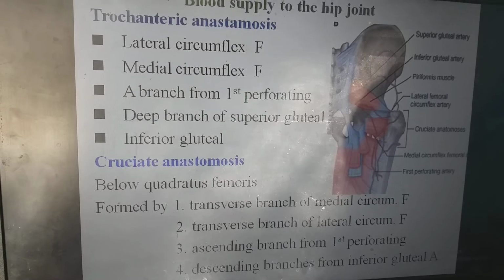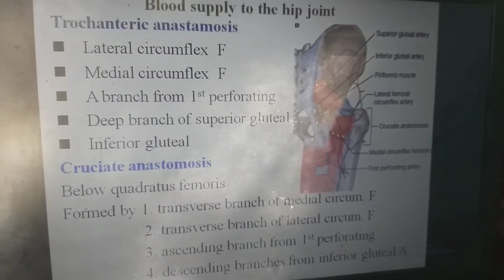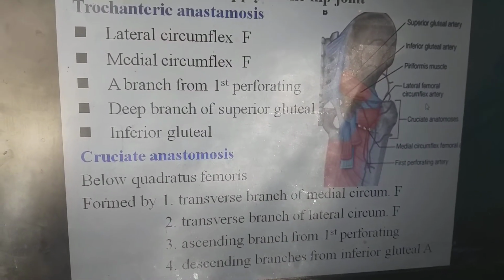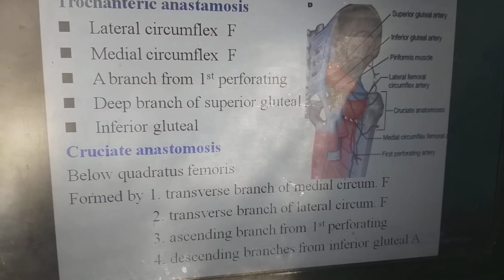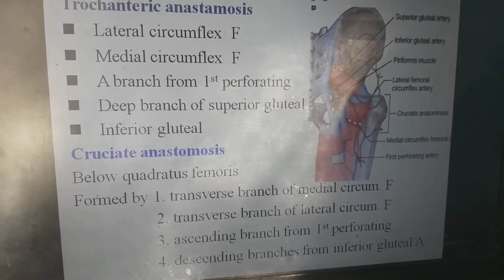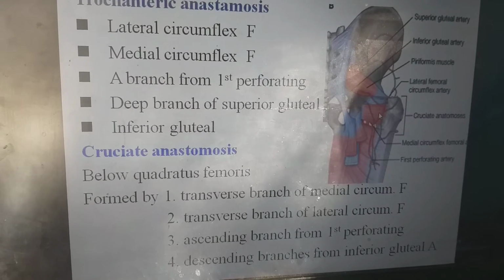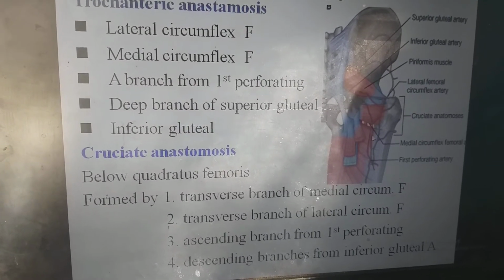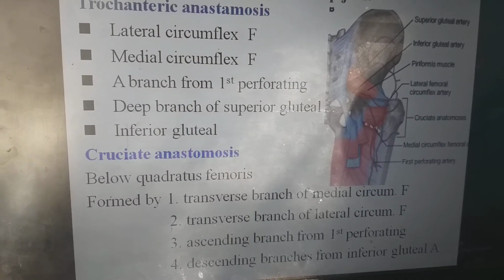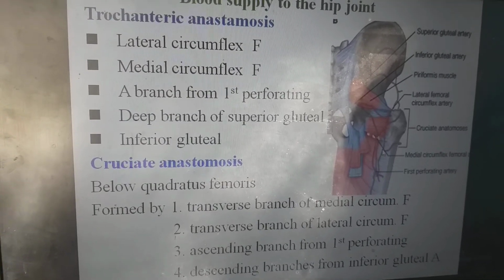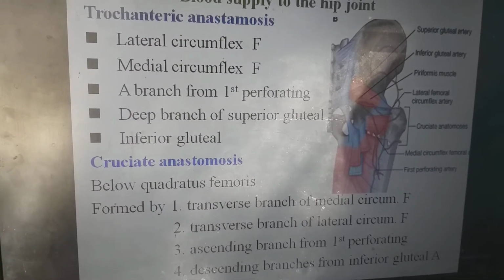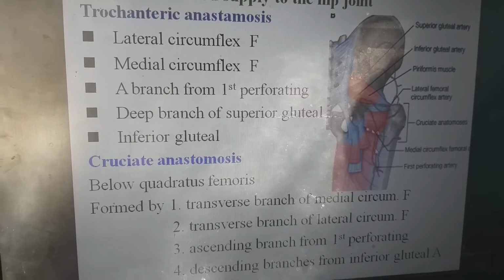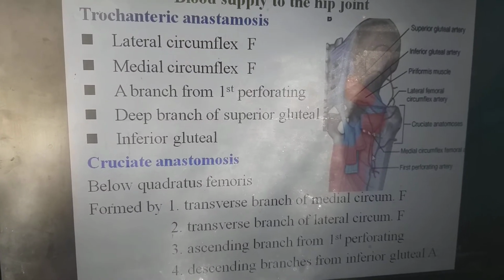Here, maybe if it is visible, it is from your handout. There are two special anastomoses. One is this one. Here is what we call the trochanter. Have you seen the arrows? Trochanteric anastomosis. The other is below a special muscle here, quadratus femoris. Below quadratus femoris here, this is a special anastomosis. This is what we call cruciate anastomosis. Cruciate, they are crossing each other. That's why we say cruciate.